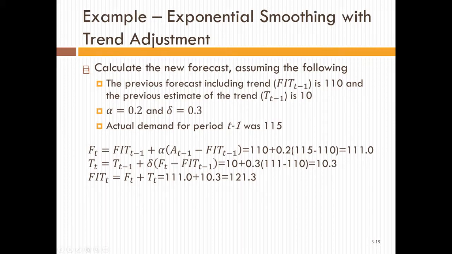And so then we're going to add those together. Our forecast including trend for this time period is our current forecast without trend, which was 111, plus our trend factor, which was 10.3, which gives us a forecast including trend for this time period of 121.3. So follow along on the slide and you can see that.